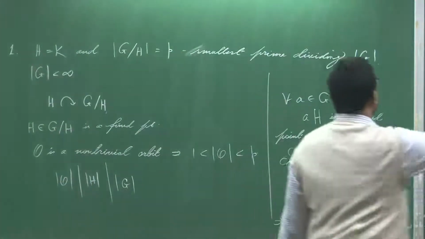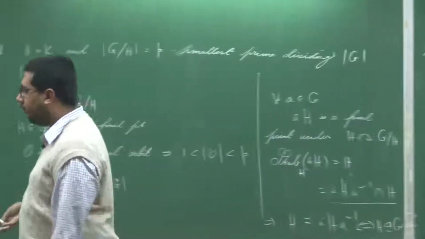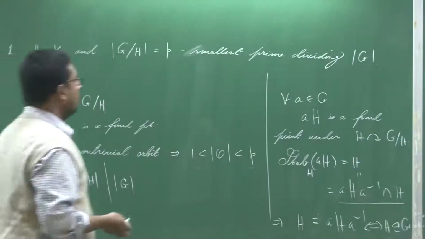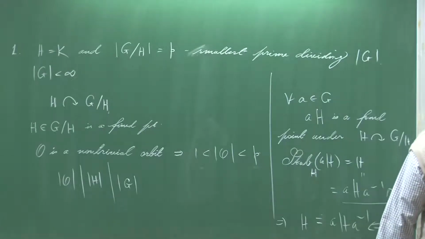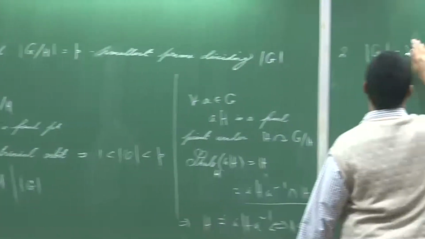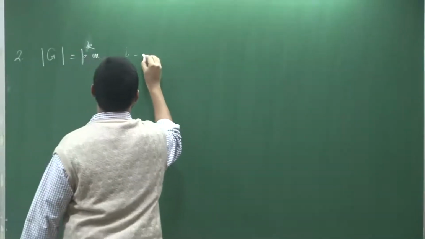The second instance which we have to talk about is very important. Consider that G is a finite group whose order is p to the power k times m, where p is a prime.